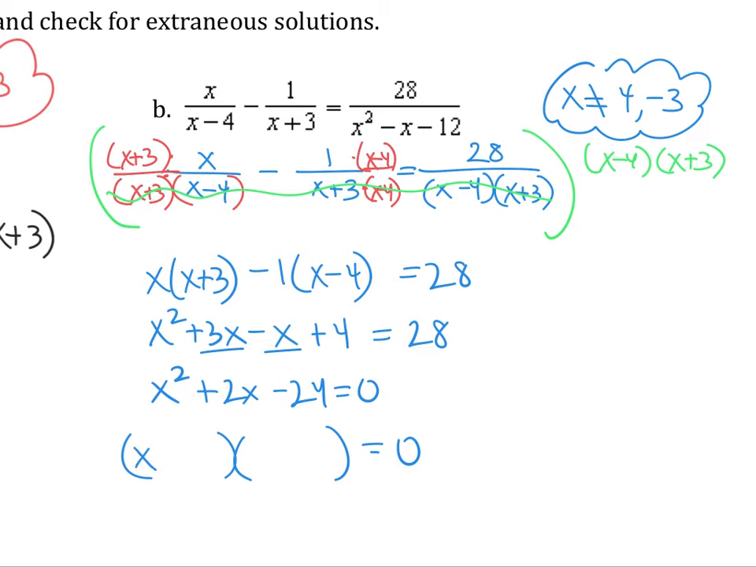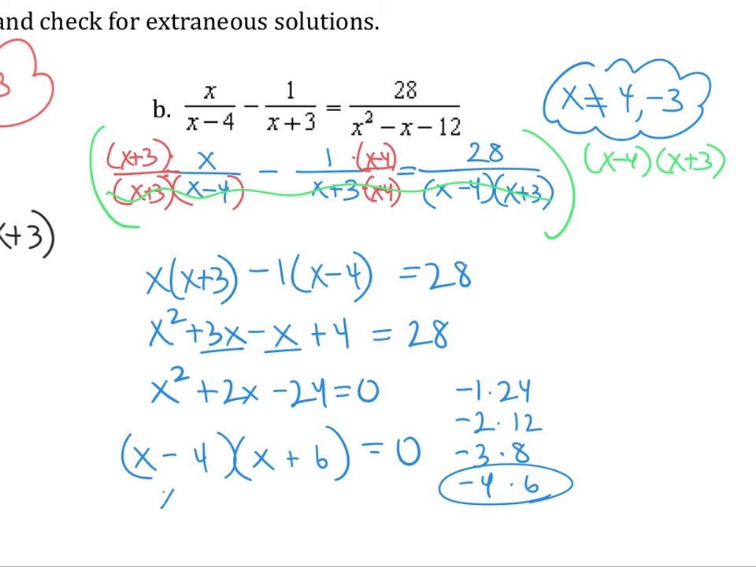So I know one's going to be negative and one's going to be positive. And my factors of negative 24 that add up to 2. So if you're thinking about this, you'll have negative 1 and 24, negative 2 and 12, negative 3 and 8, negative 4 and 6. And right there, that adds up to positive 2.